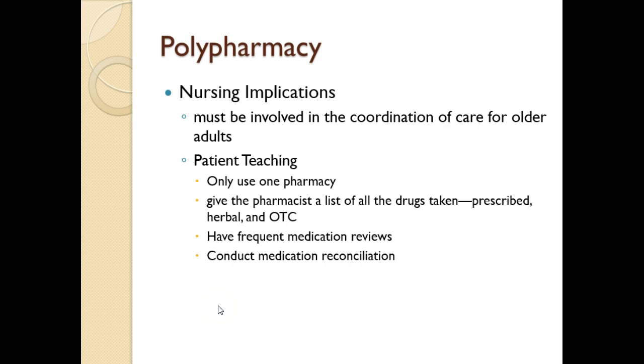So our nursing implications for polypharmacy: we must be involved in making sure that the care for our older adults is coordinated. As much as possible, we want to have communication between the different areas or specialties that she is getting care from. So some patient teaching may include, only use one pharmacy, that way the pharmacy knows everything that you're taking. Maybe not the OTC drugs and maybe not the dietary supplements, but at least with the prescriptions, we all know the list if they use one pharmacy.